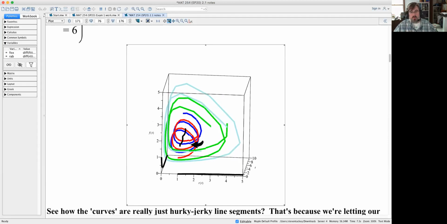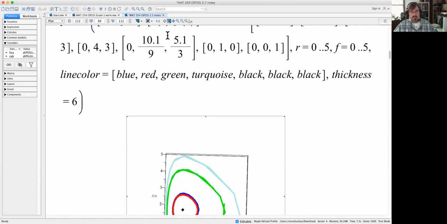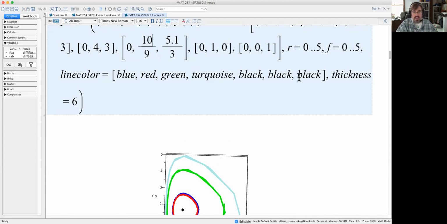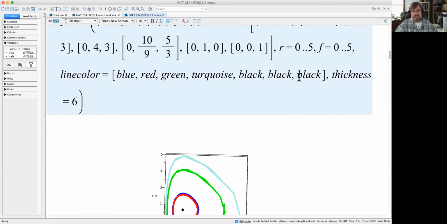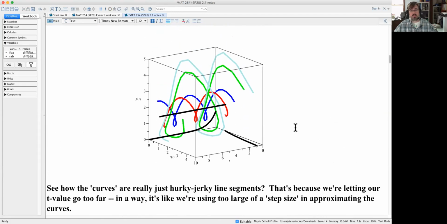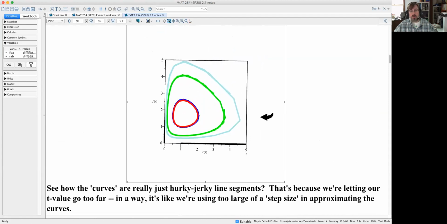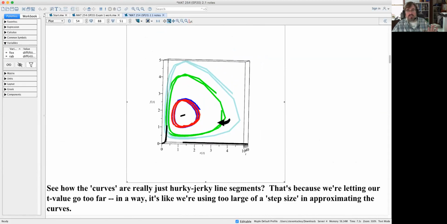What would it do if I change this to the actual equilibrium value of 10/9 and 5/3? What do you predict we'll see in three space? Just a straight line. Sure enough, in three space, that equilibrium solution that disappears when we're staring at it straight on down the t-axis, all you have to do is shift it just a little bit, and you're like, oh, there it is.